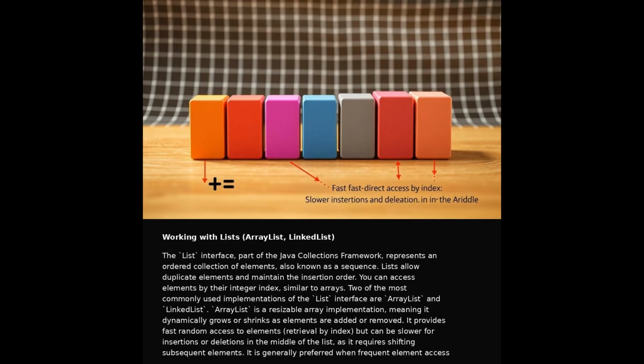ArrayList is a resizable array implementation, meaning it dynamically grows or shrinks as elements are added or removed. It provides fast random access to elements, retrieval by index, but can be slower for insertions or deletions in the middle of the list, as it requires shifting subsequent elements. It is generally preferred when frequent element access is needed.